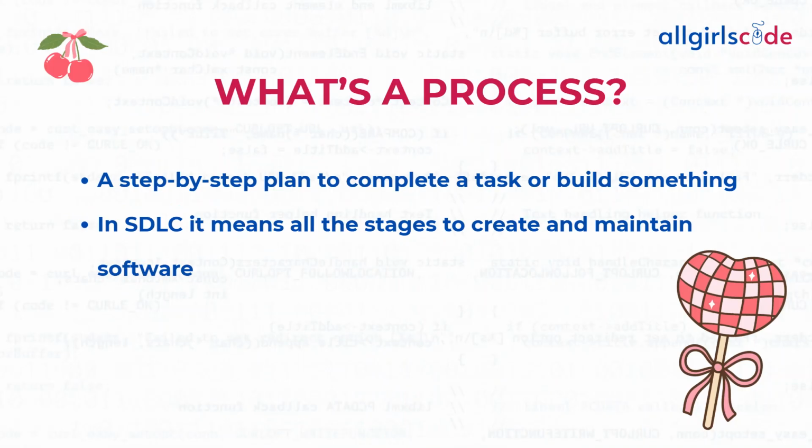What exactly is a process? Think of it like a recipe. It's your step by step plan to complete a task or build something. In software development, a process means all the stages needed to create and maintain software. Just like baking a cake, you need the right ingredients, the right order, and the right timing to get something that actually works.